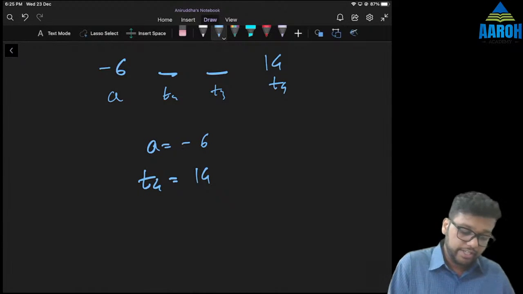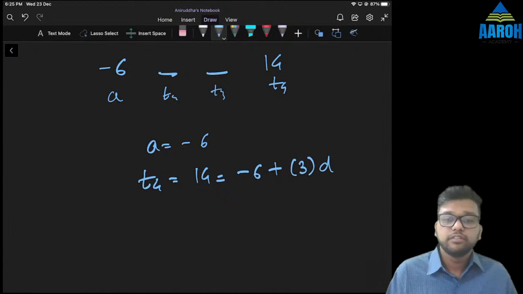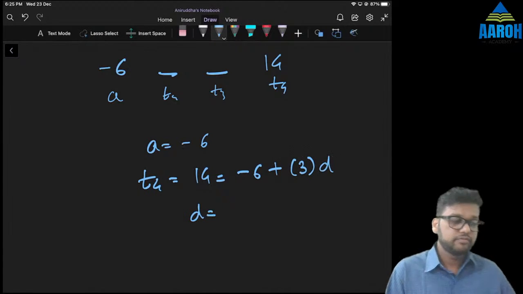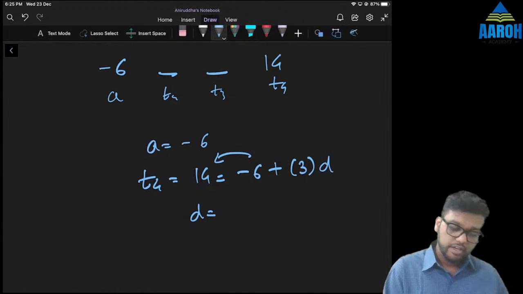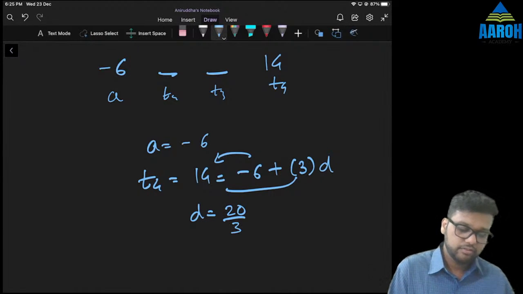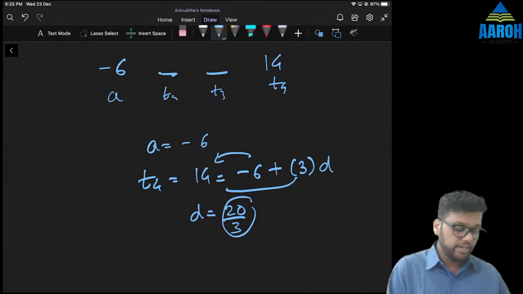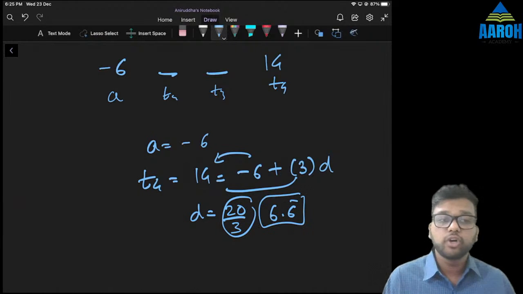If T4 is 14, we know the formula of T4. T4 is A plus n minus 1 into D. So we can find D now. Take this 6 here, 14 plus 6 is 20, and then divide by 3, that is 20 by 3. So 20 by 3 will be D. 20 by 3 is 6.6 recurring. This should be the common difference.